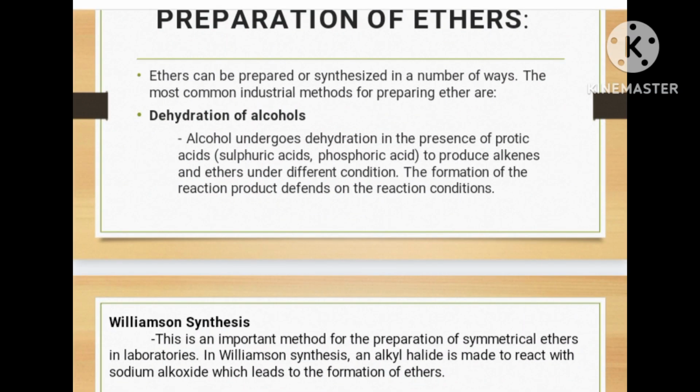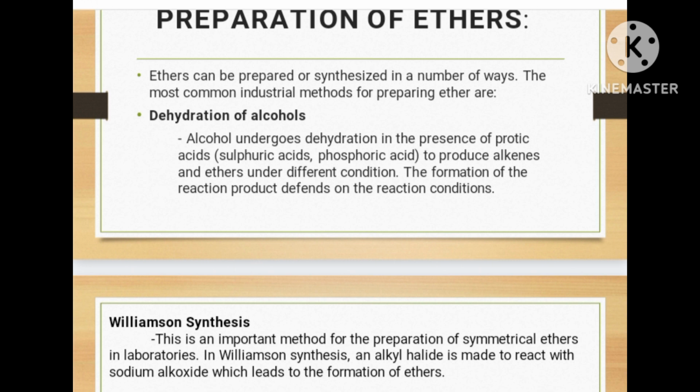In preparation of ethers, ethers can be prepared or synthesized in a number of ways. The most common industrial method for preparing ethers is dehydration of alcohol. Alcohol dehydrates in the presence of protic acid, such as sulfuric acid, to form different types of ethers and alkenes.